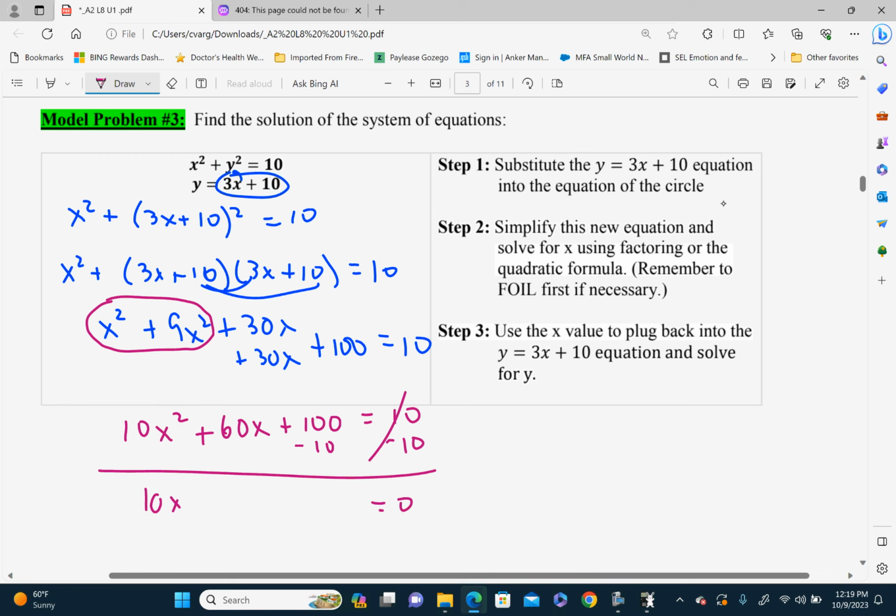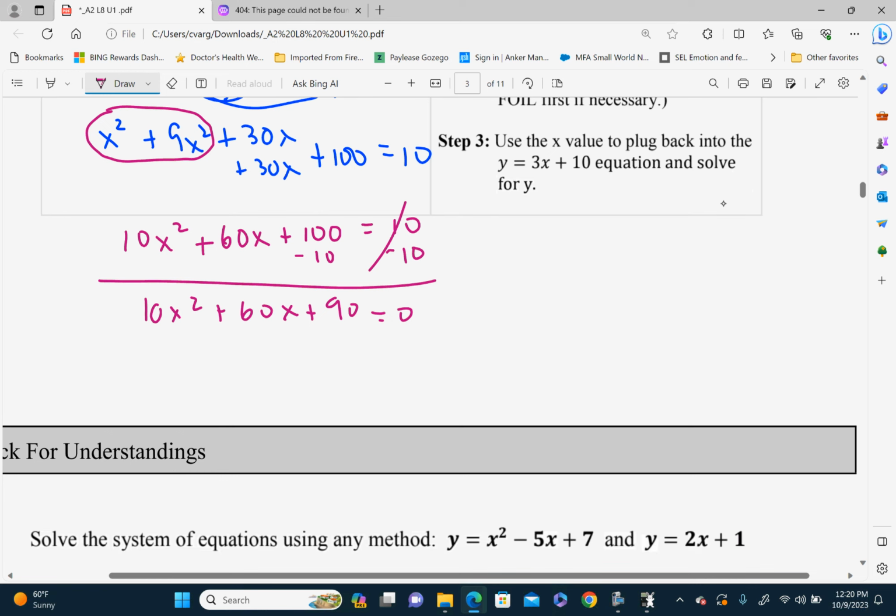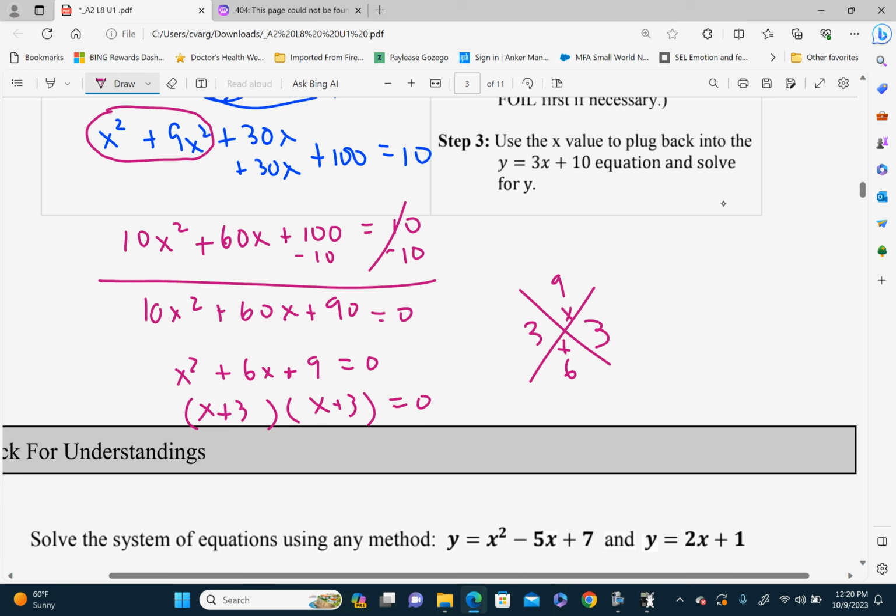This is 10x squared plus 60x plus 90 equals 0. I see that 10 goes into all of this, so if I divide everything by 10, I get x squared plus 6x plus 9 equals 0. And then I double bubble, looking for two numbers that multiply to give me 9 and add to give me 6. So 3 and 3, boom. So x plus 3, x plus 3, both equal to 0. Switch the sign, so I get x equals -3 and x equals -3.